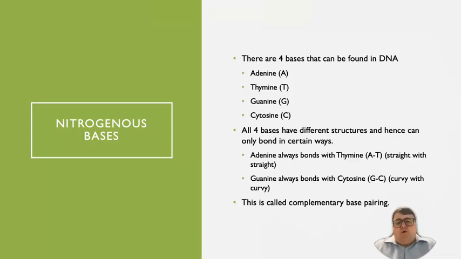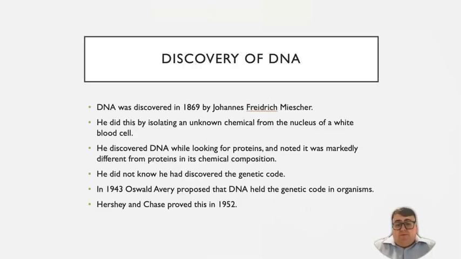Talking about how DNA was discovered, the actual idea of DNA was discovered in 1869. This was done by isolating an unknown chemical from the nucleus of a white blood cell. What they were actually doing is they were looking for proteins, and they found this substance that was markedly different from proteins in its chemical composition. It wasn't a protein, it had a really different structure. When that was discovered, they didn't actually know that they'd discovered the genetic code. They'd just discovered something unknown.